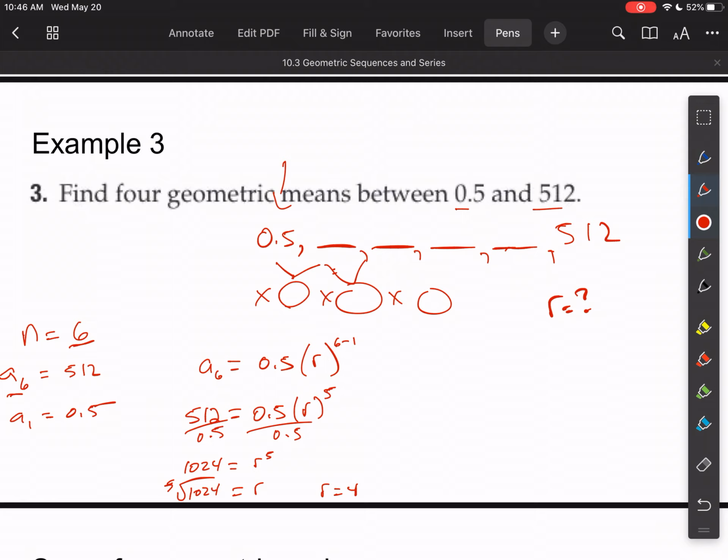You may need to look up on your individual calculators how to find the 5th root again. We did a lot of that earlier in the year, but hopefully you're still using the same calculator, and you're able to figure that out.